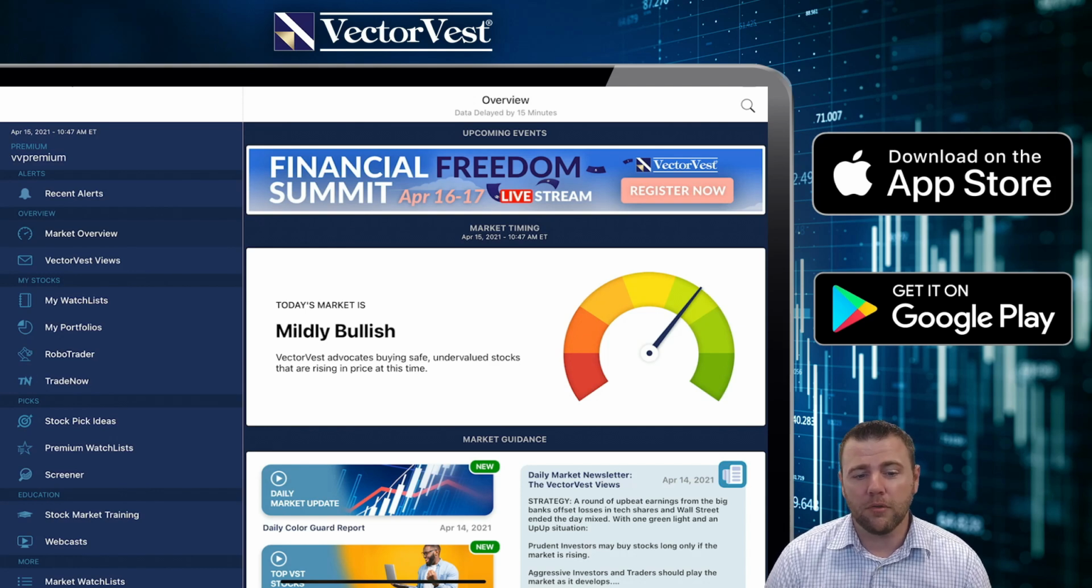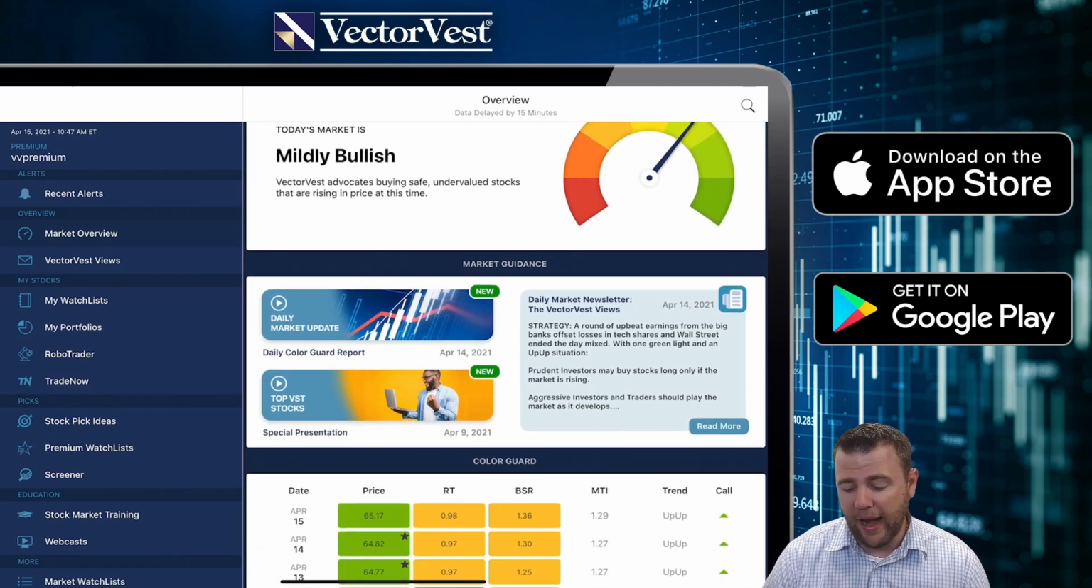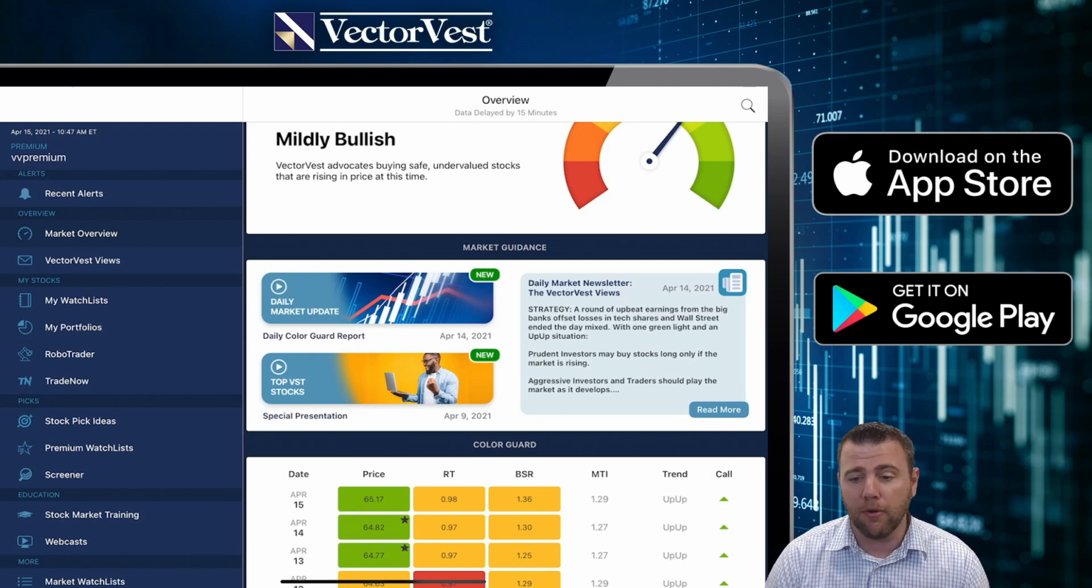All right, so let's take a look at this. Right now, we are one tick into the green. Therefore, the market is mildly bullish, and VectorVest advocates buying safe, undervalued stocks that are rising in price at this time. If we scroll down here, as always, we get the daily color guard report and the special presentation. If you guys aren't watching this already, I strongly urge you to do so, especially with the markets the way they are. This will make sure you stay on top of things and never get caught off guard by any major changes in the market here.